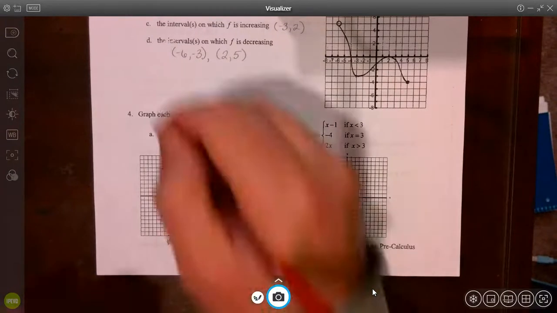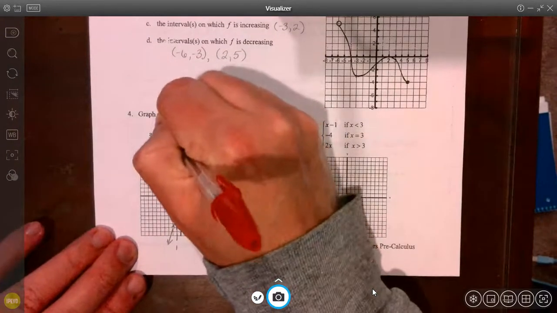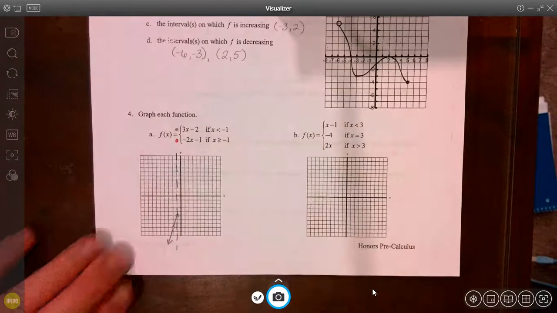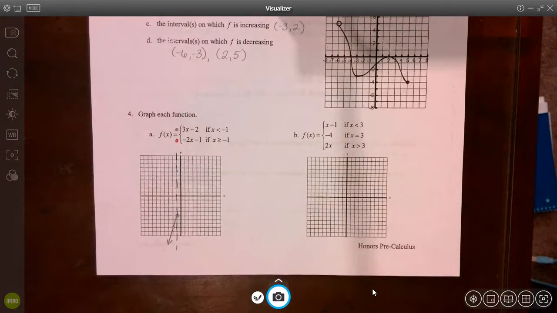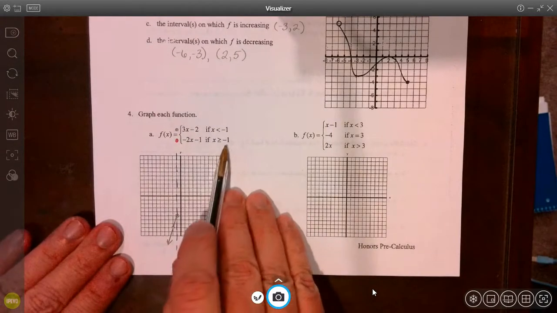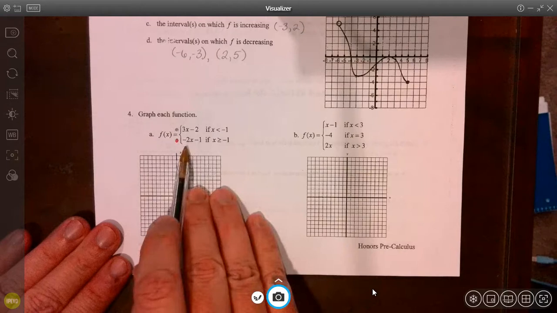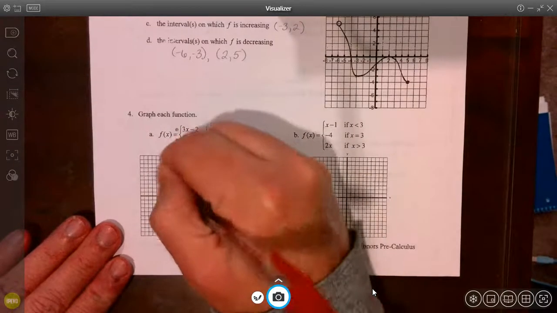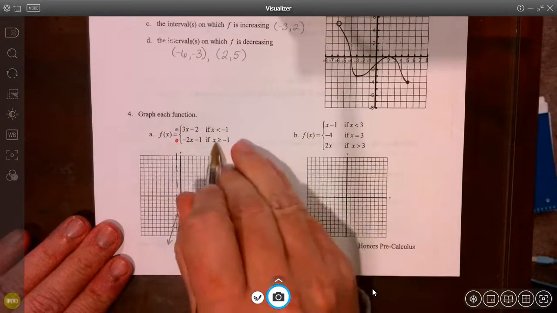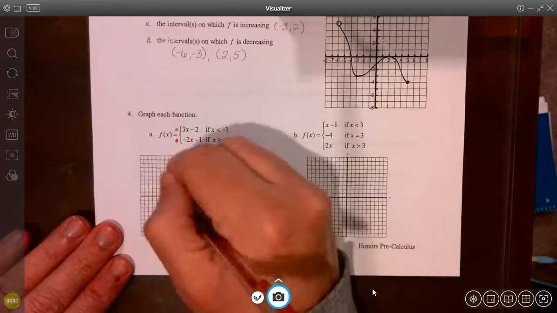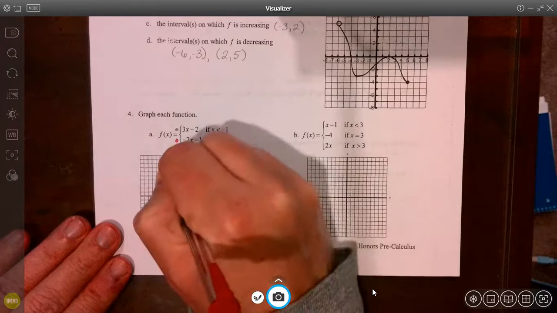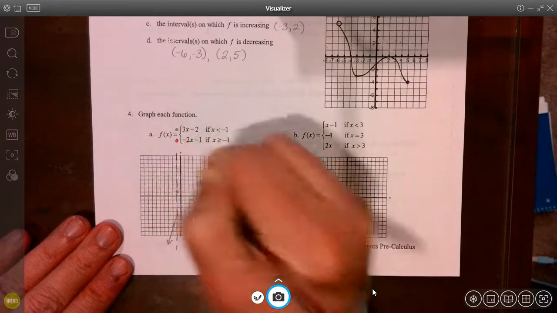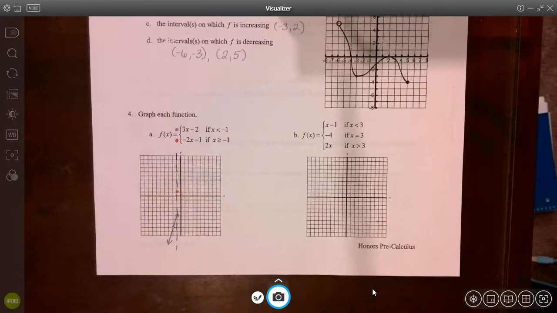All right, I'll do my second piece here in red. We do the same thing. We plug -1 in here. When I plug -1 in here, I get 2 minus 1, which is 1. So -1, 1. That is a closed circle because this is or equal to. So there's my closed circle on -1, 1.